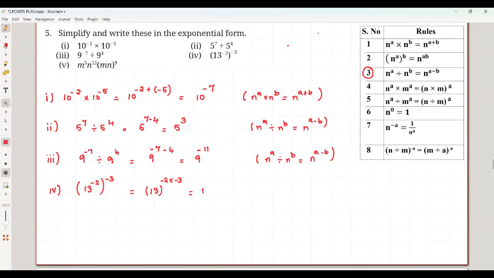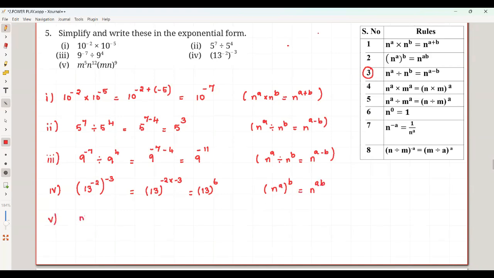So what will come? 13 to the power, minus into minus, it will become plus. So 2 3s are 6. 13 to the power 6. Okay, 13 power 6 is the answer. Here we are just using the formula n power a, the whole power b is equal to n to the power ab. Second formula I just used.